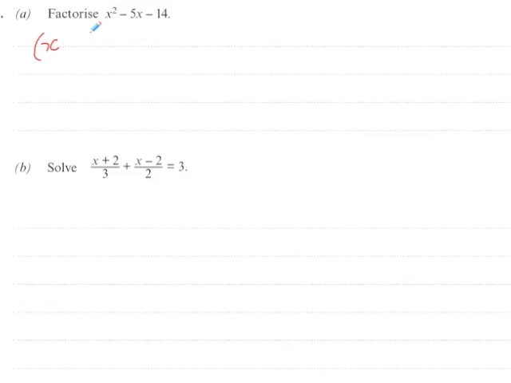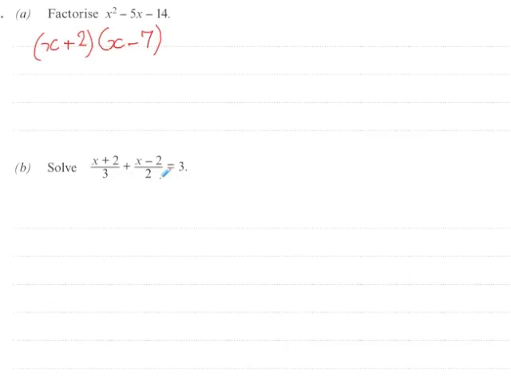Because that's simply x squared, all we do is put x there, times x plus 2 times x minus 7. If you work that the other way, x times x is x squared, plus 2x, and minus 7 times x is minus 7x. Adding those together gives us minus 5x, and plus 2 times minus 7 is minus 14. So that works out okay.